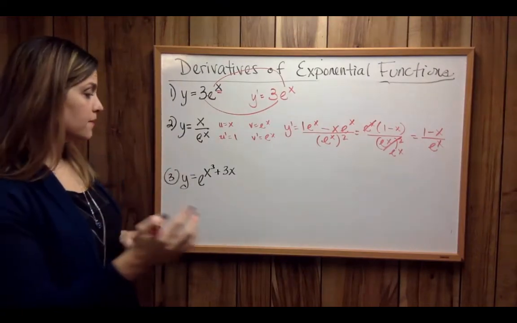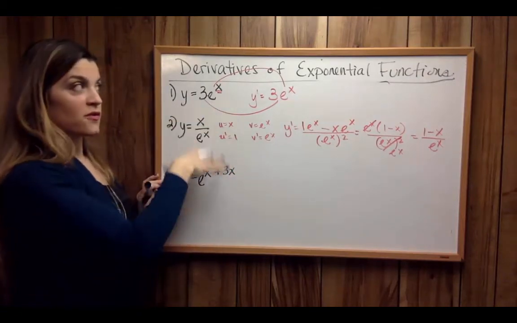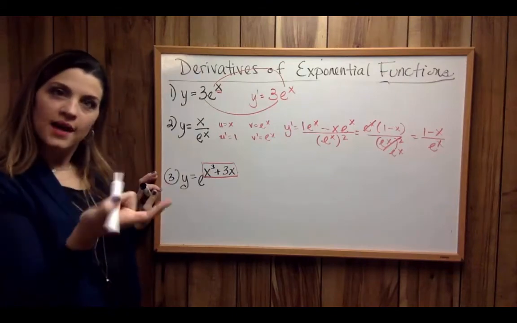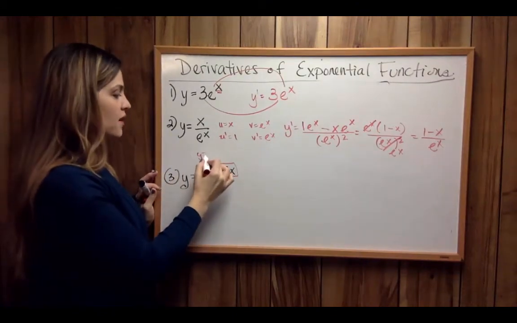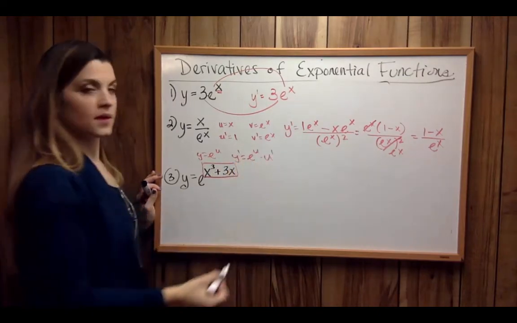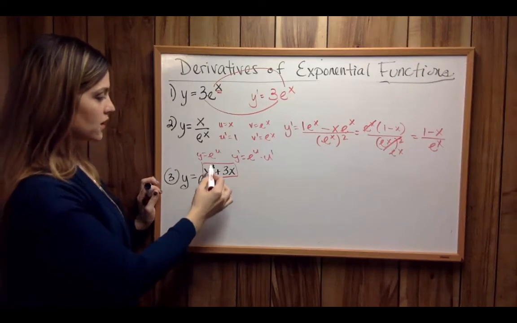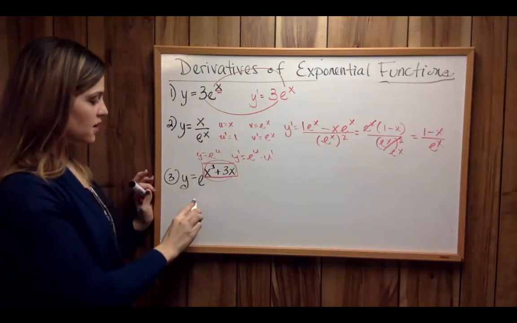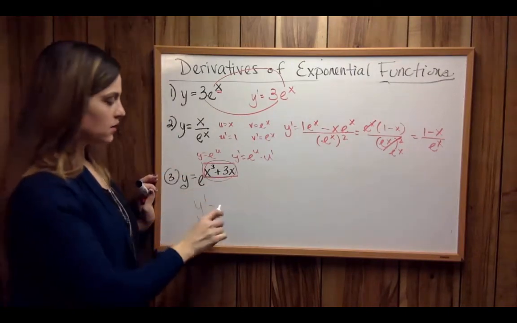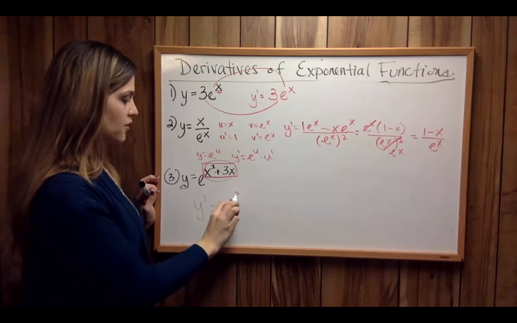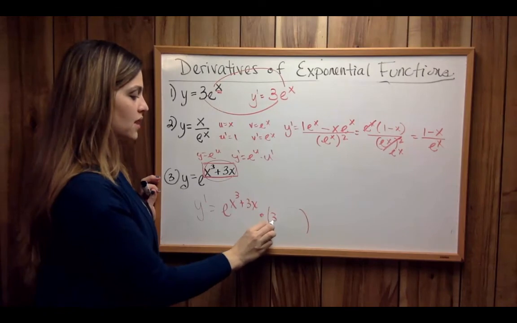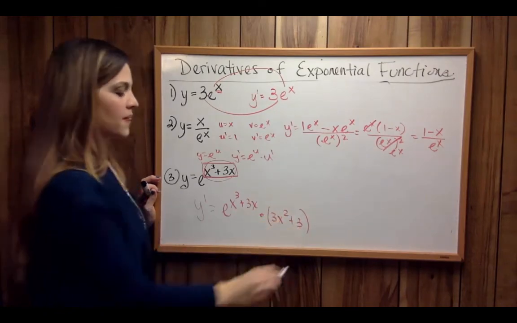Now, if we look at the third example, this is the only one so far that has given you a u, or an exponent that isn't just x. So remember what the rule said. If y is equal to e to the u, the derivative is e to the u times u prime. So your u here is x to the third plus 3x. So the derivative is e to the u, so write exactly the same thing again. e to the x to the third plus 3x times the derivative of that exponent, which is 3x squared plus 3.